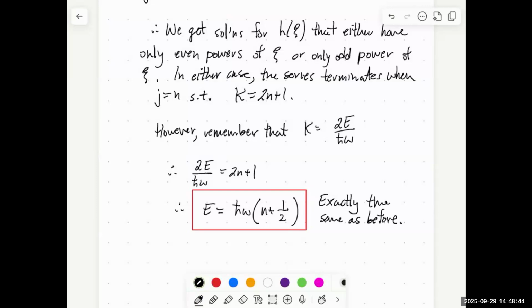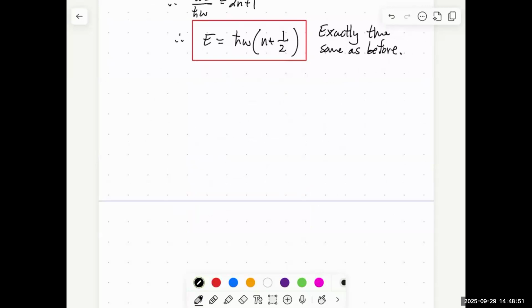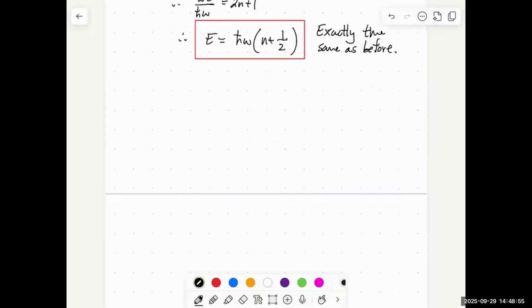Okay, so that's nice. It must mean we're on the right track. So what I'd like to do is see if we could write down the first few solutions for the wave function, the stationary states psi of n. Okay, I'm going to write down the recursion relation again.